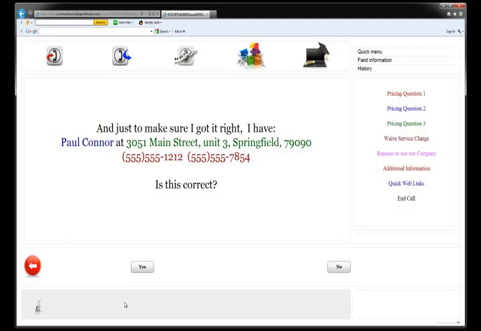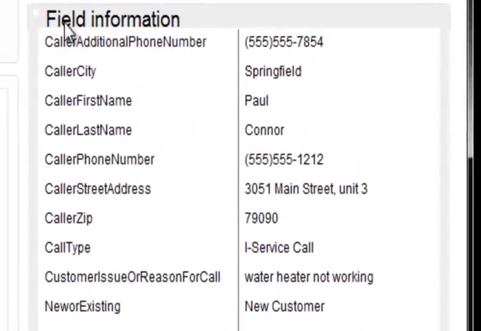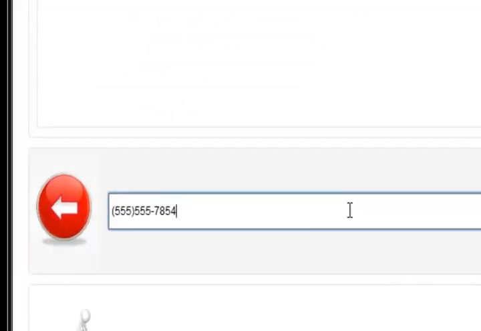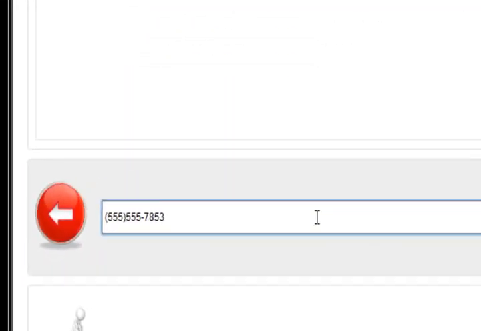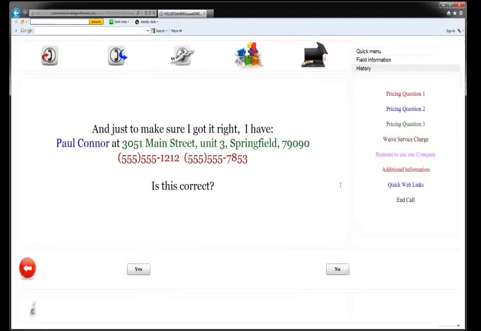Verification of all acquired information is done through the script itself. It will minimize errors and reassure the customer that you have all the information to initiate service. In the event there was a mistake, the CSR can easily navigate back to the specific question, modify the answer, and then return where they left off. Is this correct?